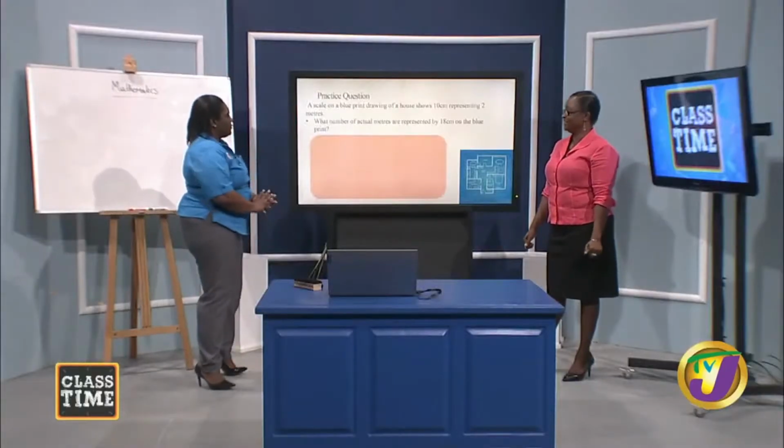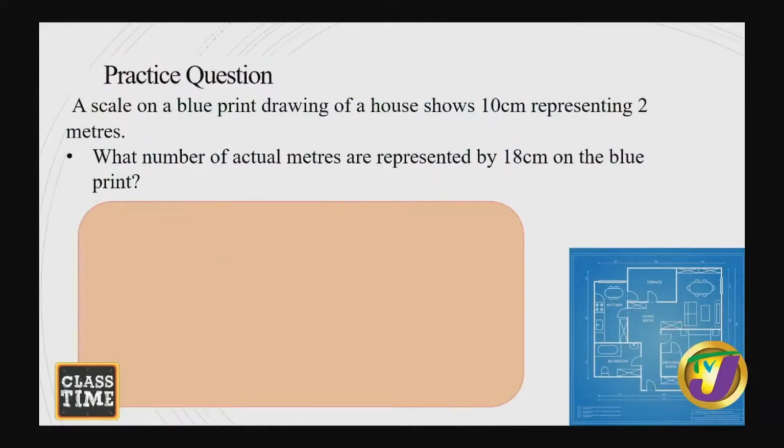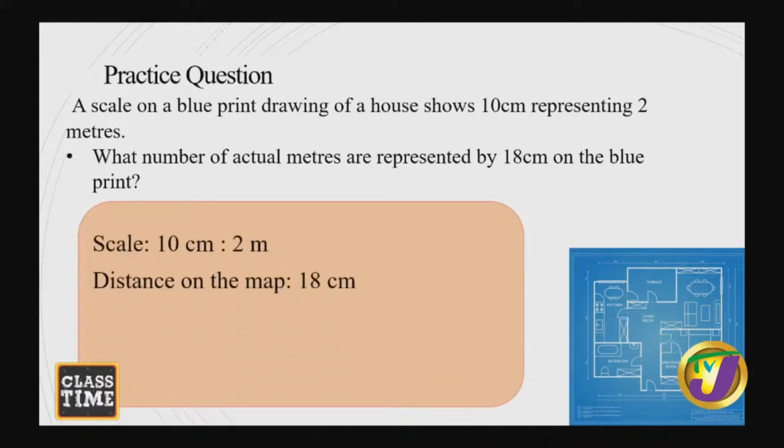All right, so first we need to identify our scale. Scale is important. 10 centimeters to 2 meters. The information that we have is that we are working with 18 centimeters on the blueprint. That's the distance on the map that we are working with. And we want to find out what is the actual measure, the real life measure. So, for every 10 centimeters, it's 2 meters.